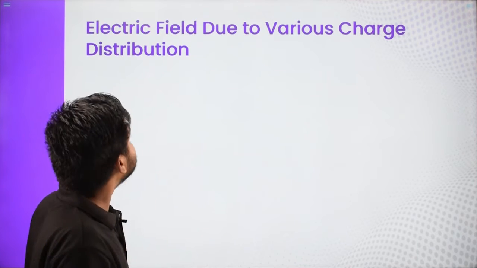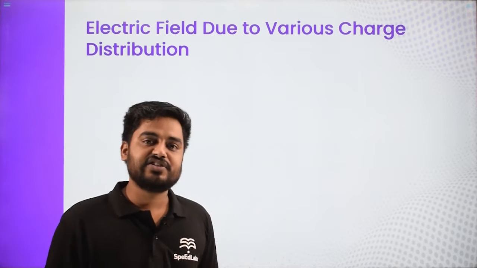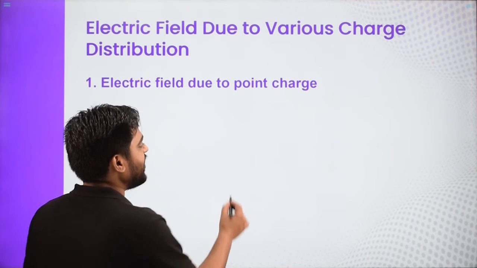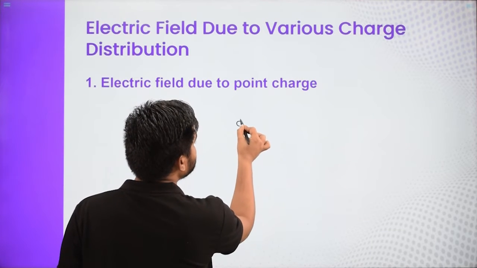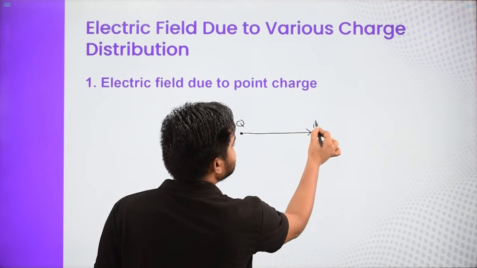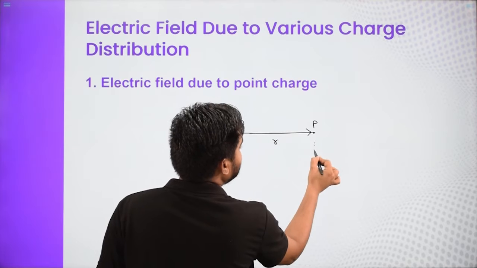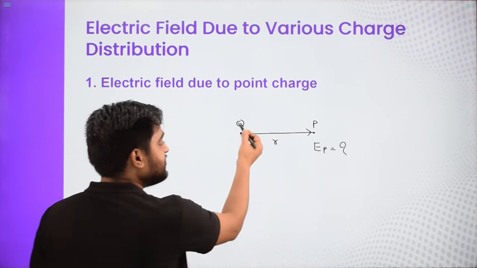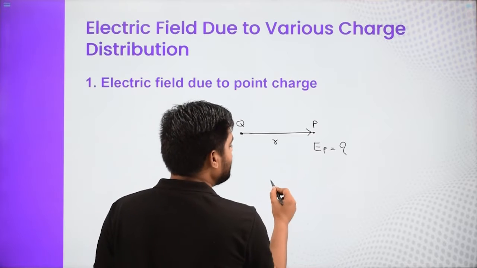Now let us discuss electric field due to various charge distributions. First, which comes to us is electric field due to a point charge. We have already discussed that if there is a point charge capital Q and at r distance at a point, let us say P, if we have to find electric field at point P which is situated at r distance from the charge capital Q, then how do you do it?